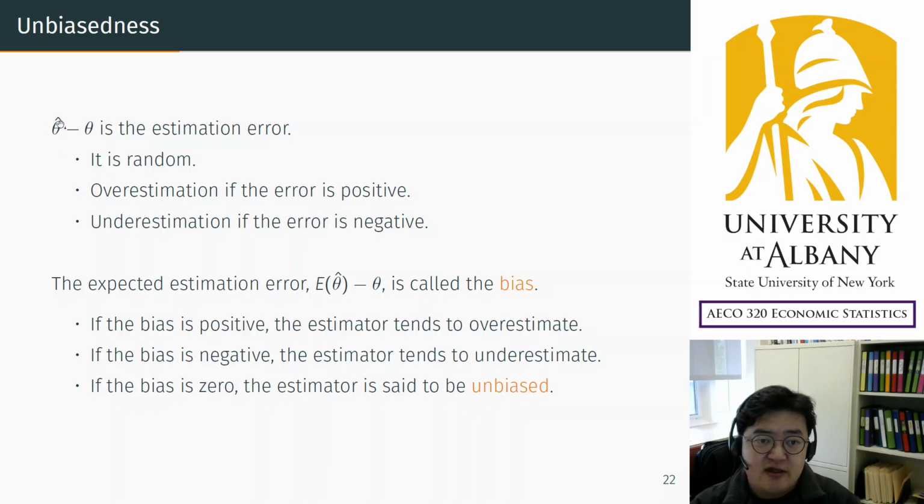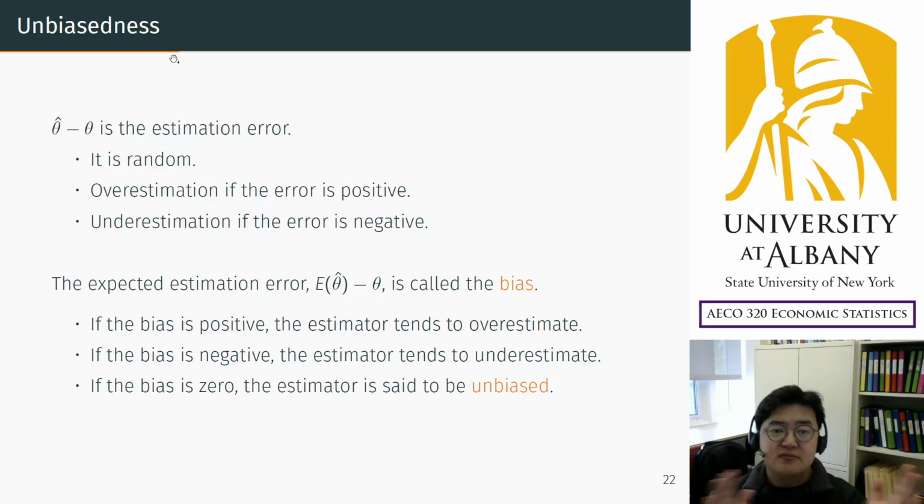As I said, theta hat is an estimator and theta is a true parameter. Their difference is the estimation error. And because theta hat is random, the estimation error is also random. Sometimes you are going to get a positive error, sometimes negative, sometimes large, other times small. So it is random.